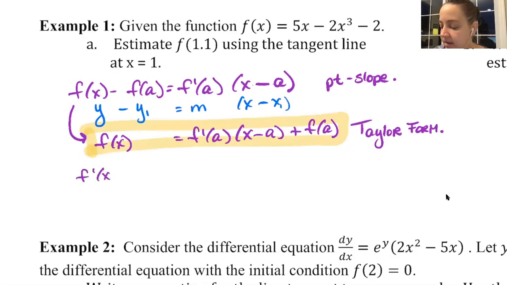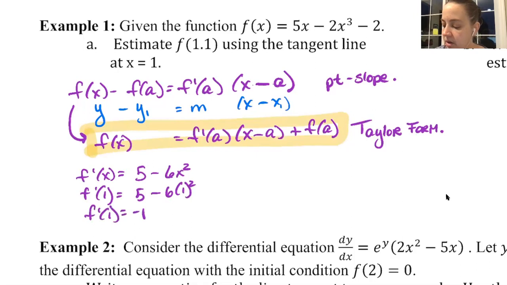F prime of x is 5 minus 6x squared, and the derivative of 2 is 0. But we're evaluating this at 1, so that's a pretty handy answer. This is, oops, I want that to be 1. 5 minus 6 times 1 squared, so 5 minus 6 is a negative 1. So that's good news. We have the slope.